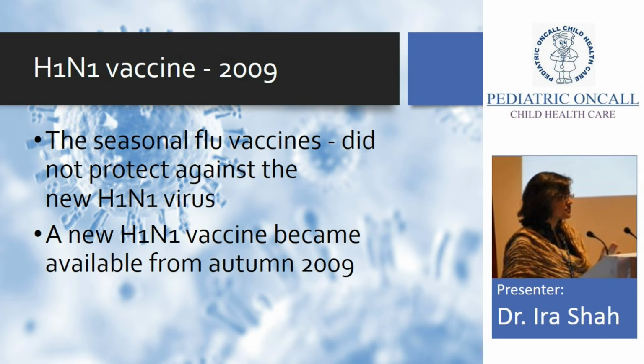Initially, they didn't have a vaccine for this. Though it started in April, the H1N1 vaccine actually came in autumn 2009. So there was no vaccine earlier. The vaccine that was developed was separate from the seasonal influenza vaccine. So if somebody needed the influenza vaccine, they had to take influenza separately and H1N1 separately.